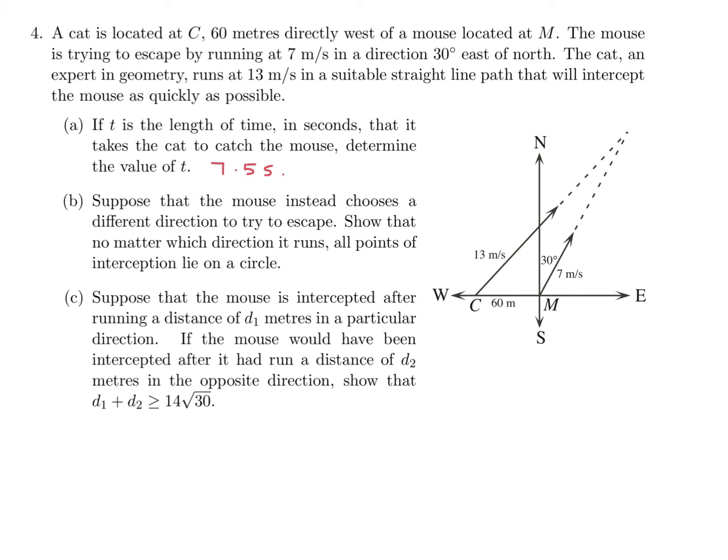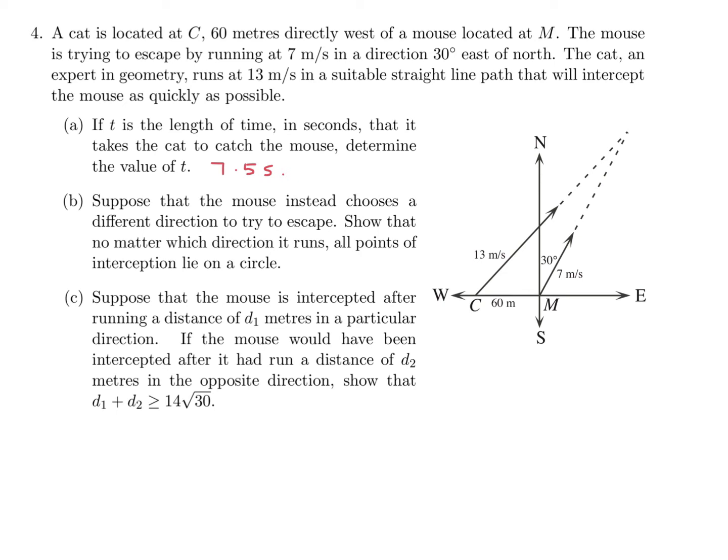Part B. Suppose that the mouse instead chooses a different direction to try and escape. Show that no matter which direction it runs, all points of interception lie on a circle. All right, so this is going to be a little bit more challenging. We have a diagram there, and I'm going to stick to the diagram they gave me this time.